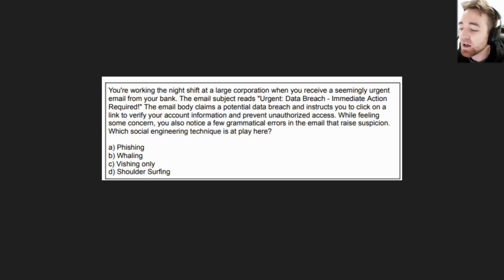The first one reads, you're working the night shift at a large corporation when you receive a seemingly urgent email from your bank. The email subject reads, urgent, data breach, immediate action required. The email body claims a potential data breach and instructs you to click on a link to verify your account information and prevent unauthorized access. While feeling some concern, you also notice a few grammatical errors in the email that raise suspicion. Which social engineering technique is at play here?